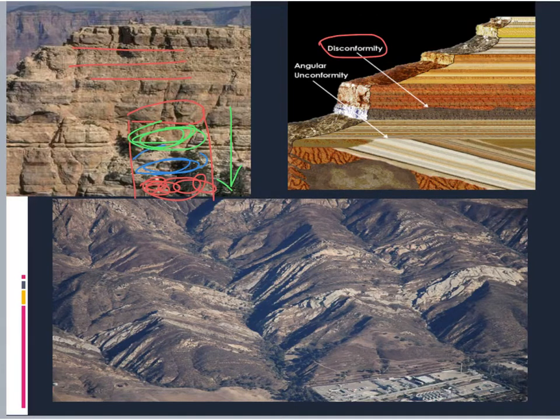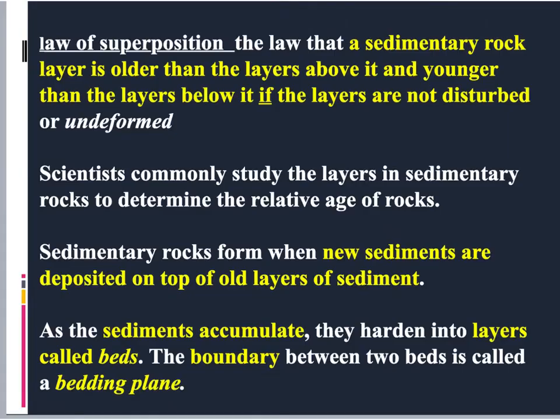Okay, so here you can see that these rock layers are not always just horizontal, not always like that. You can see some different angles, some diagonal ones, and this is a really nice overhead view of a canyon showing these layers of strata. Okay, so the first law, the first rule we're going to talk about when we're trying to figure out rocks' relative age is the law of superposition. It's the law that a sedimentary rock layer is older than the layers above it and younger than the layers below it if the layers are not disturbed, or undeformed, okay?